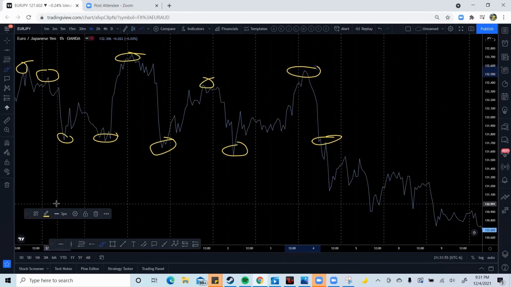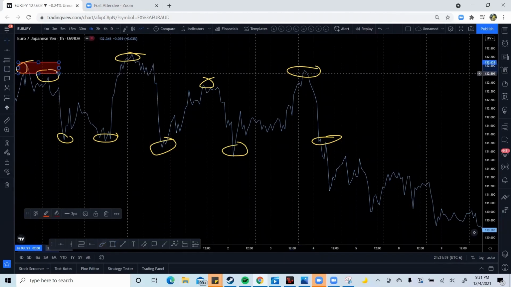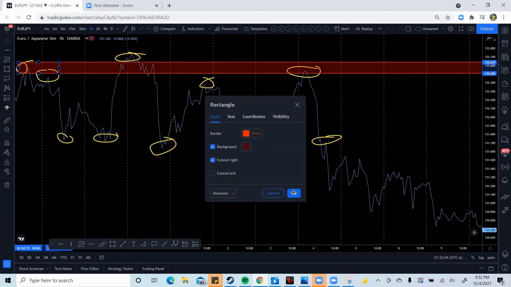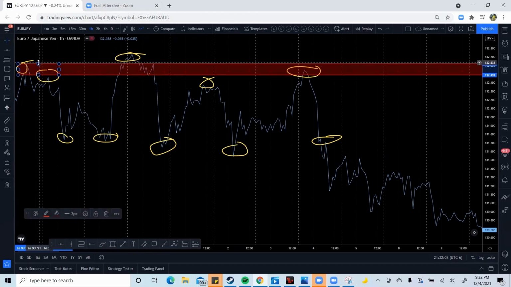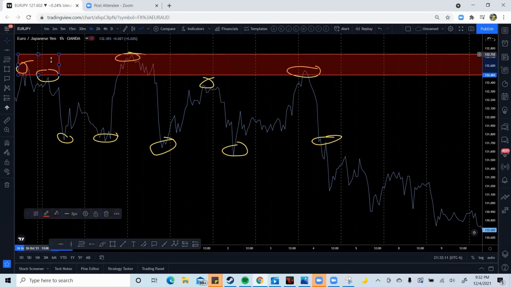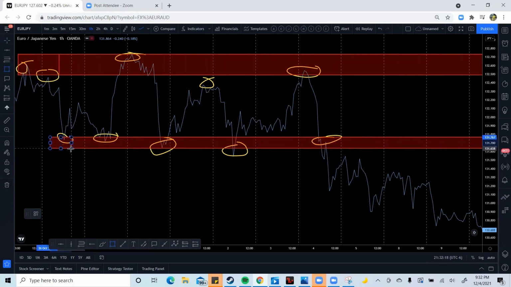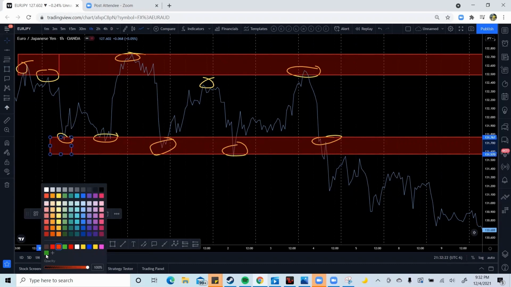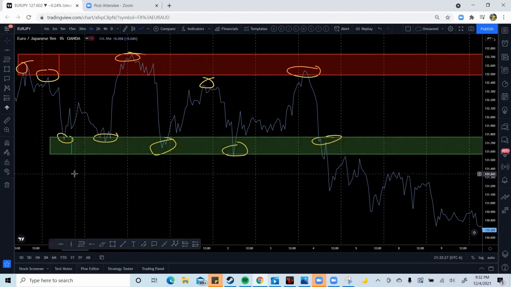So let's start at the line chart so that way we can finish this up. So I'll do the red square for resistance. I'm going to extend right. So this area here would be known as your resistance area. And then here, extend right again, and then change this color to green. This area is going to be your support area.